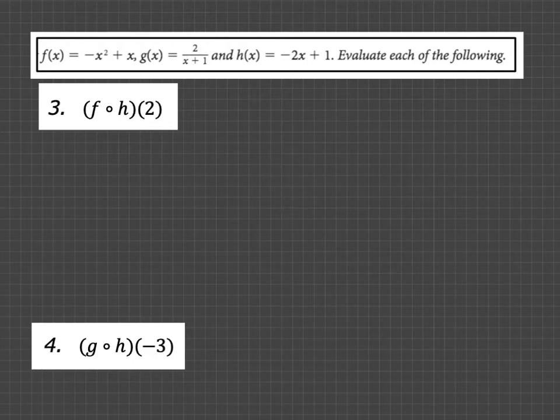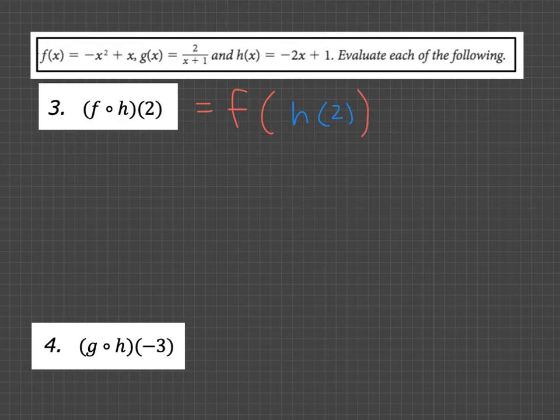For these next three, we're not coming up with a new function, we're actually evaluating. So our result is going to be a number. We're going to kind of approach it the same way. We don't actually have to come up with the function. All right, we are going to take f of, and then inside of f, we're plugging in h, and then we're going to plug in a 2 to that function h.